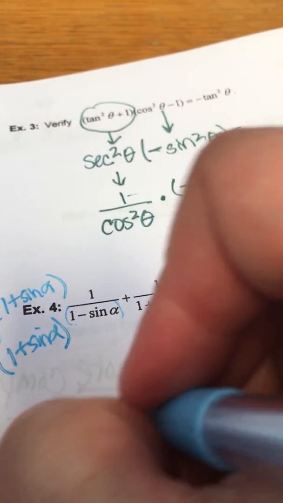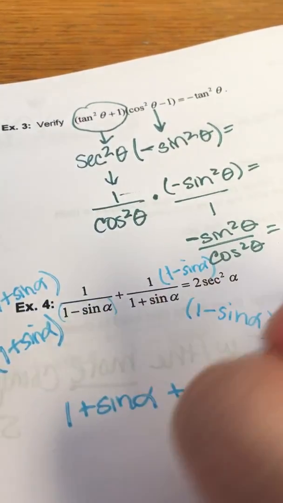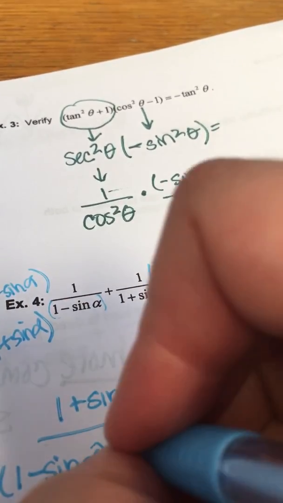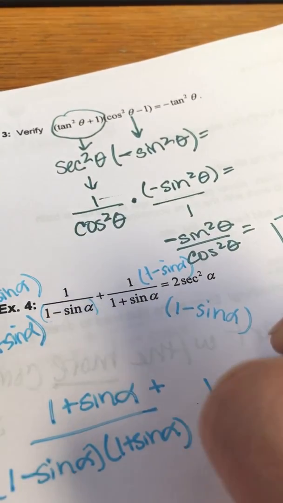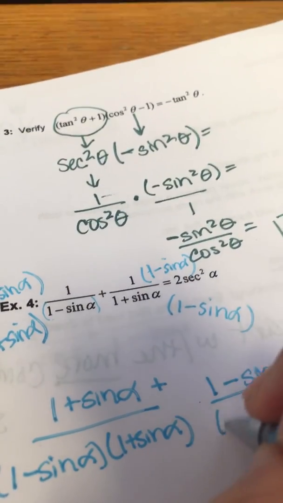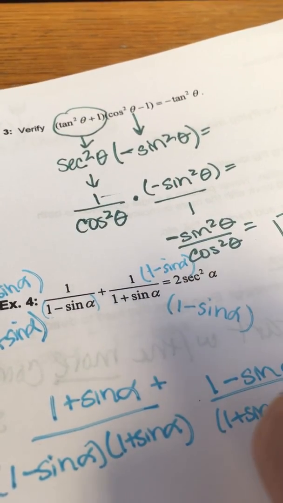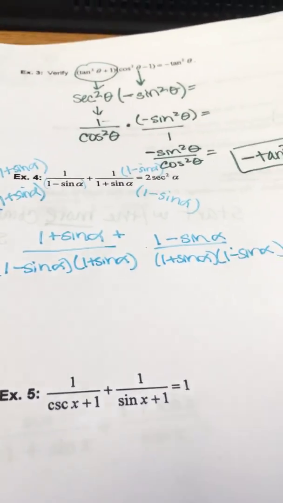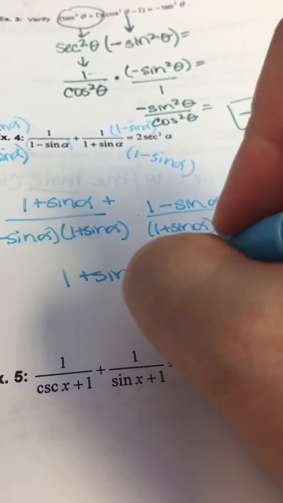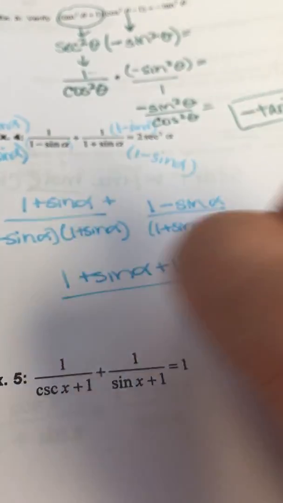Okay. So the top, 1 times that is just 1 plus sine alpha. And then 1 minus sine alpha, 1 plus sine alpha. Then I have 1 minus sine alpha over, and then 1 minus sine. Alright, so that's what the whole fractions look like. We're going to combine them into 1. So I have 1 plus sine. If you can see it, you can start eliminating and combining the top.